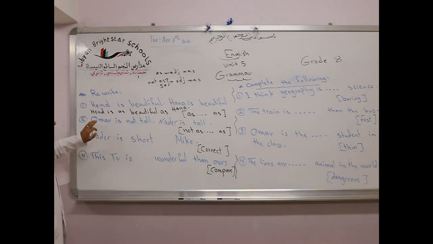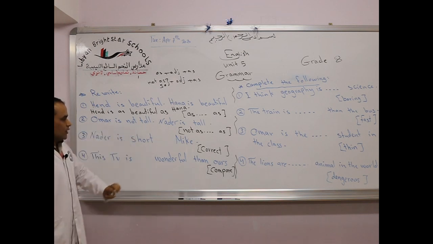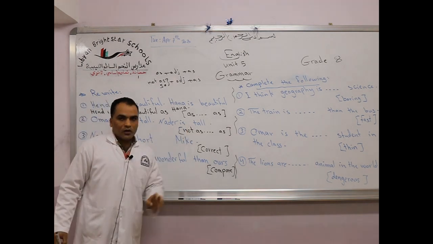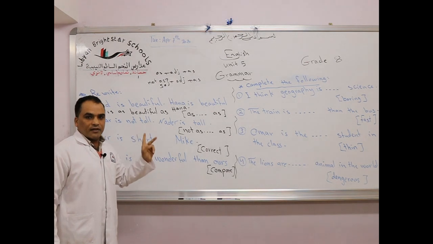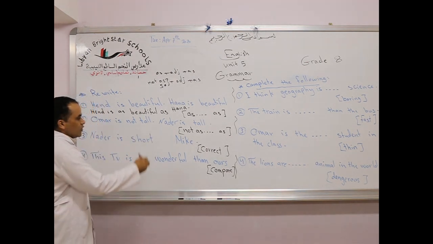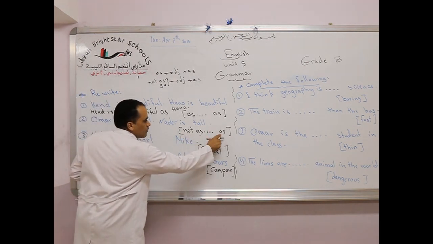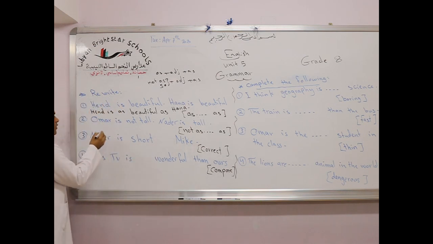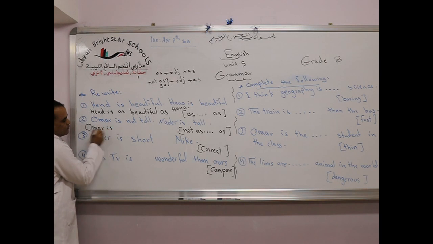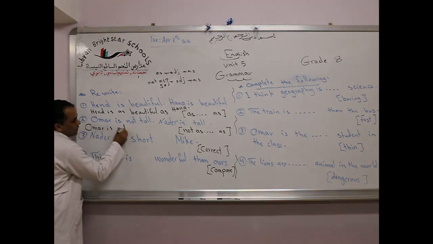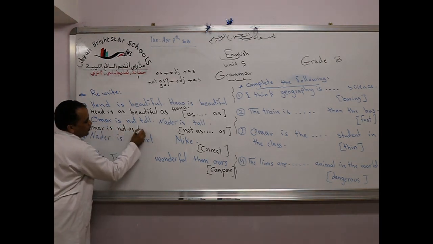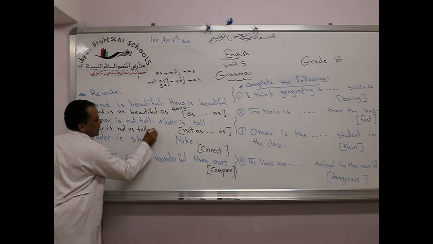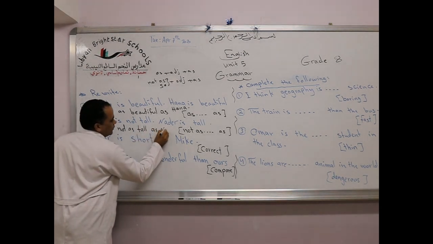The second sentence, Omar is not tall. Nadir is not tall. They haven't the same attributes. Use not as. Omar is not as tall as Nadir.